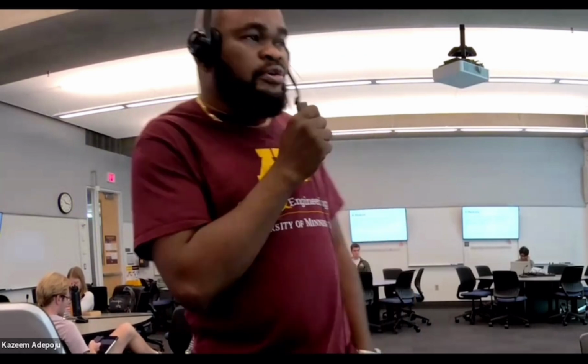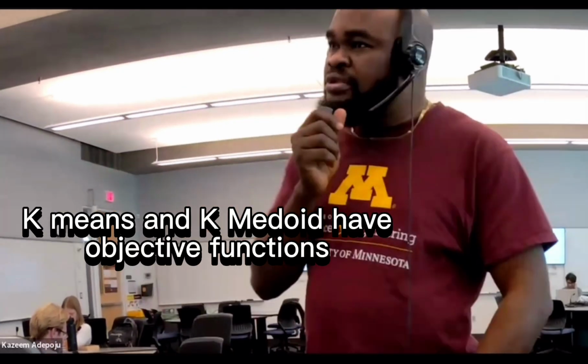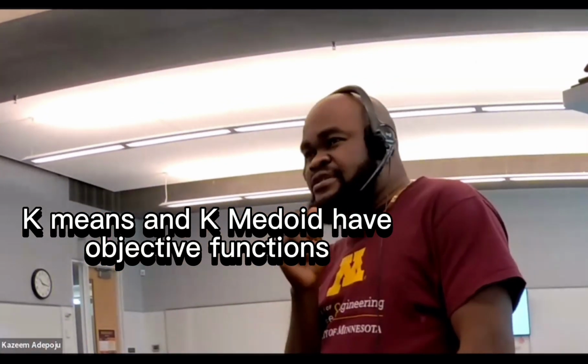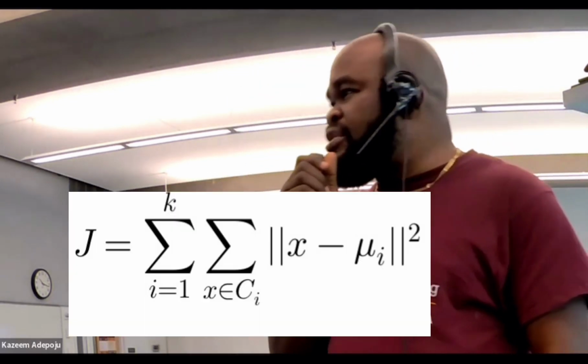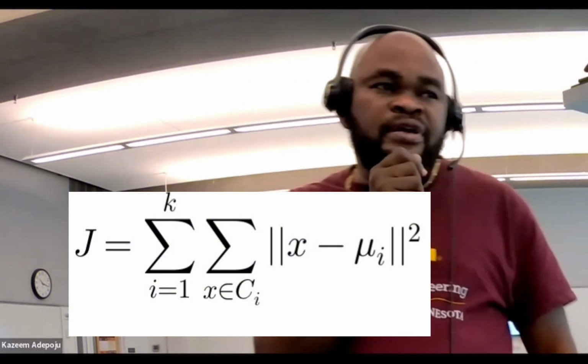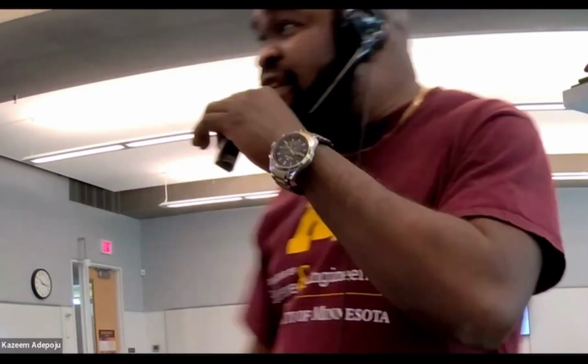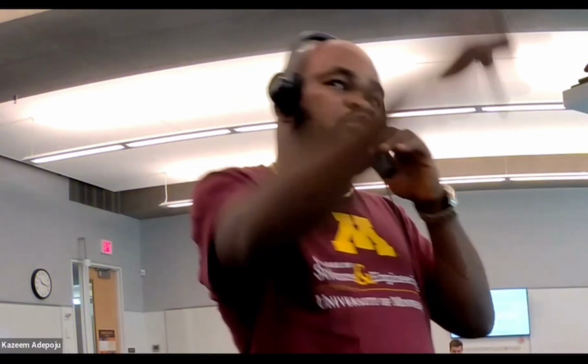Whether you are working with k-means or k-medoid, we have an objective function. The objective function with k-means is to minimize the sum of square deviations of the data points from the cluster center. But the objective function in k-medoid is to minimize total dissimilarity, which I'm trying to show you on the board.